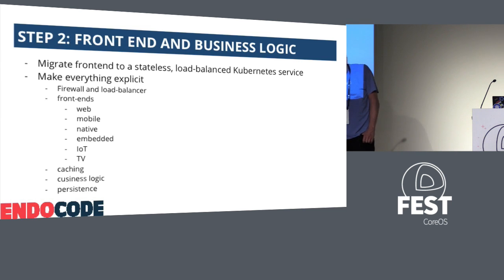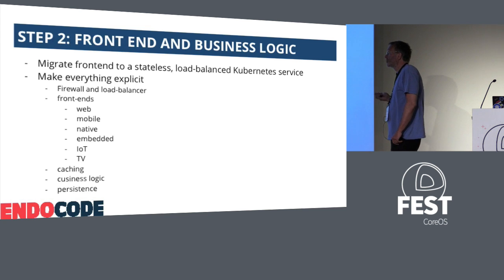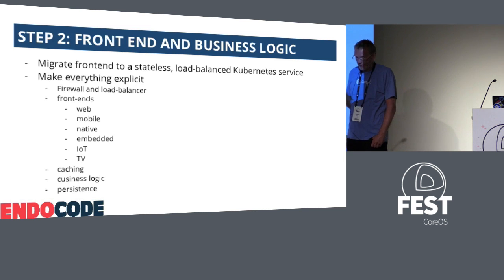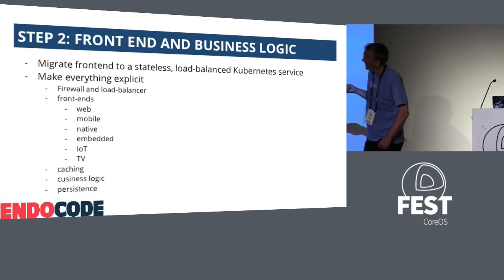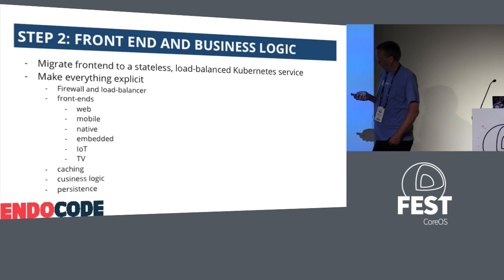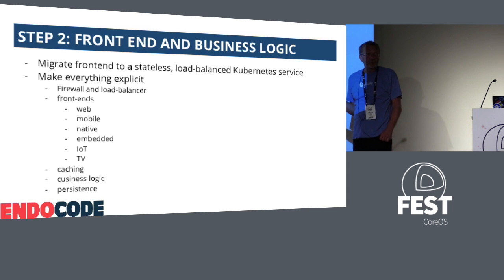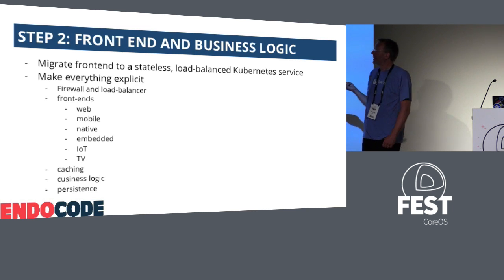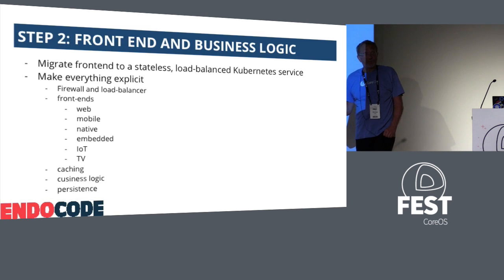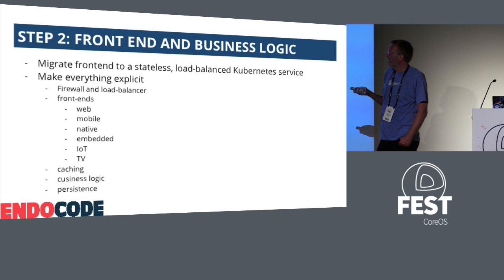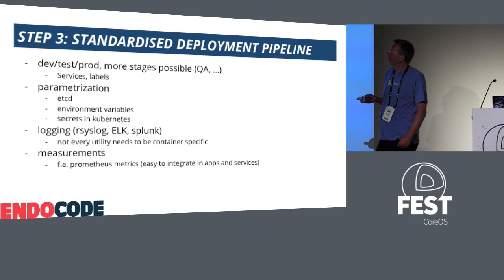And then the front end, which is tied to the load balancer, should be considered as completely stateless. There should be no state in a front end. Everything is in a business layer or in a persistence layer. In this way, you get your firewall and load balancer replaced by the provider's firewall and load balancers. And then it doesn't matter which front ends you have. You can use internal caching, and the business logic should also be stateless, and the persistence is what you really care about.